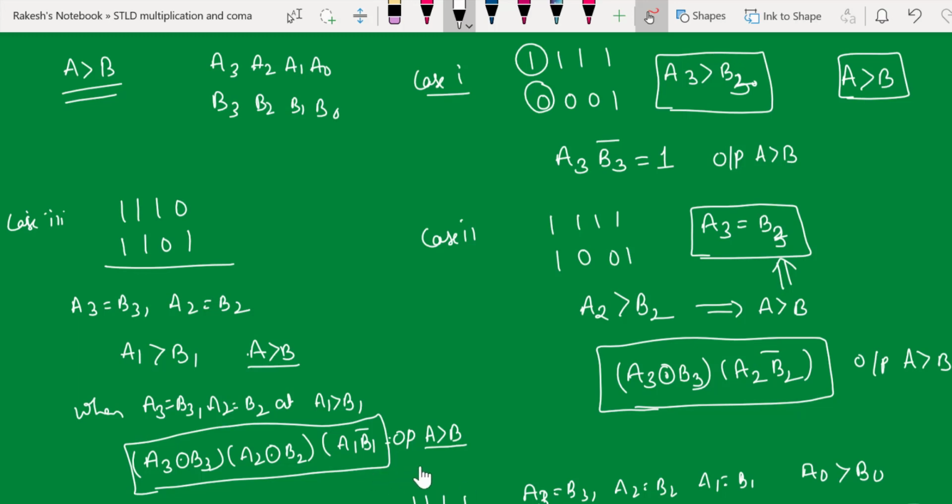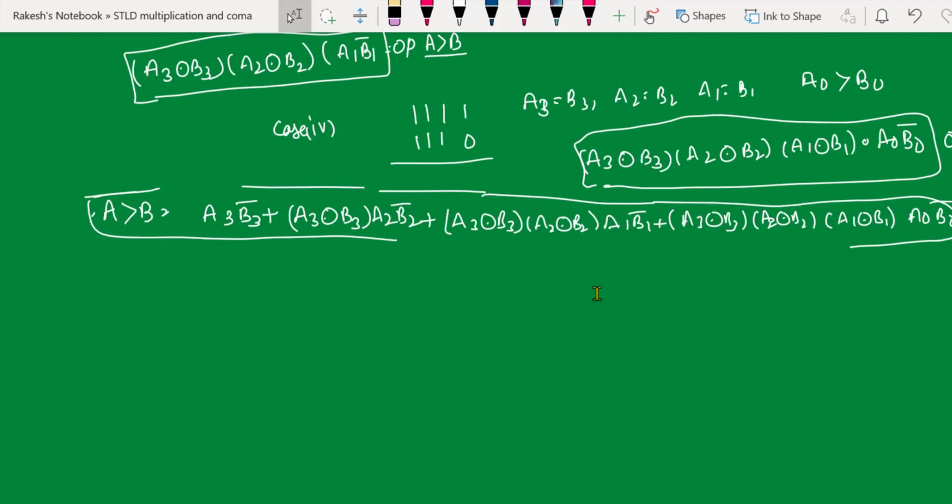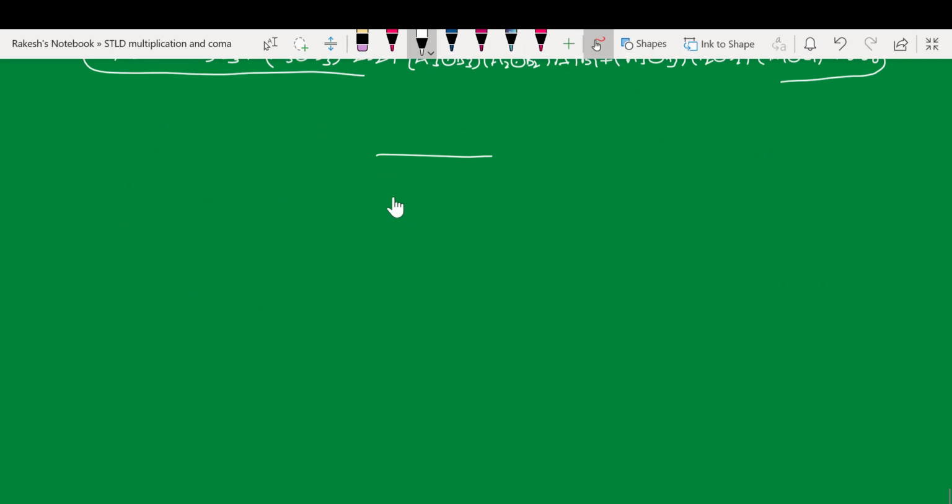So if you want to generate a circuit for A greater than B, you are supposed to consider the output of case 1, case 2, case 3 and case 4. That means you are going to get a case 1 minterm plus case 2 minterm plus case 3 minterm plus case 4 minterm. That means you are going to have total 4 minterms. If I write it at one place, what I am going to construct is I am going to use first term as A3 into B3 bar. That means A3 is greater than B3.